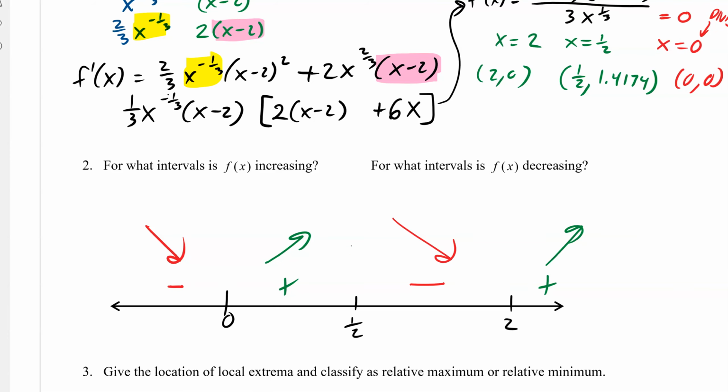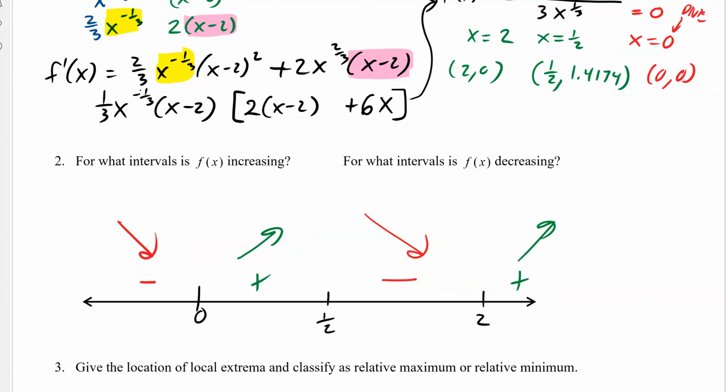So now we just have to show it algebraically as well, analytically. So we're going to plug in a number here, f prime of negative 100. That's between 0 and infinity. Something in between here, we could do a quarter. And then we can do 1, because that's in between a half. And then we can do 100.